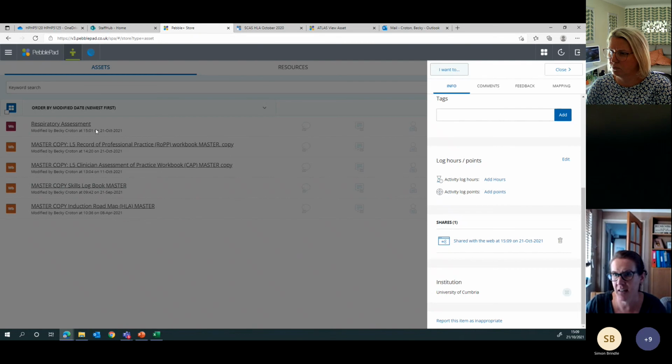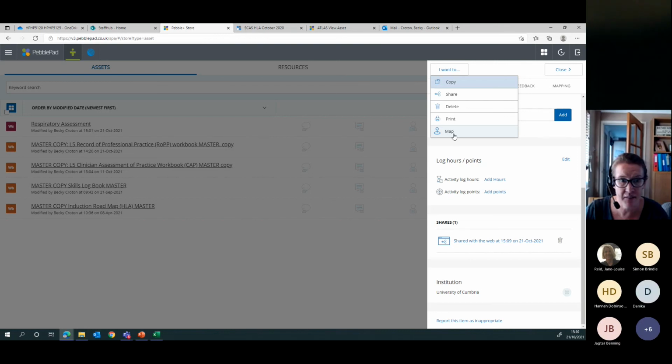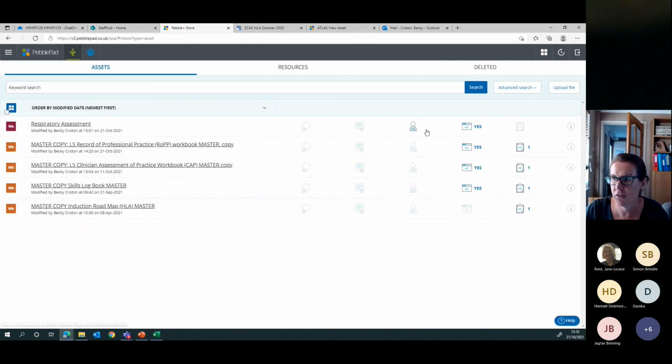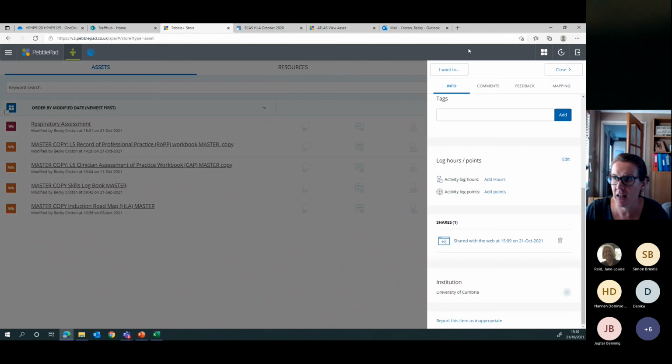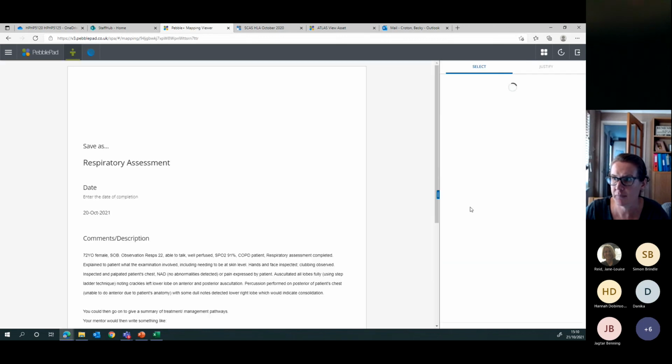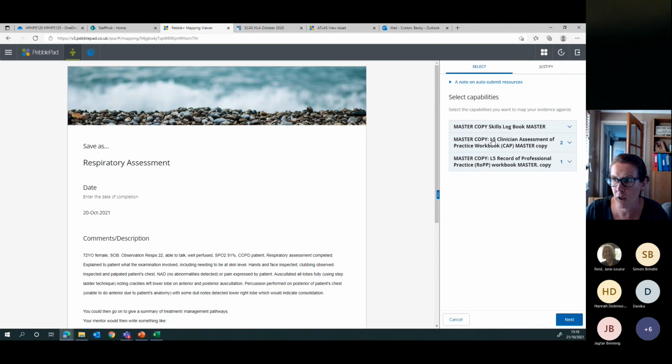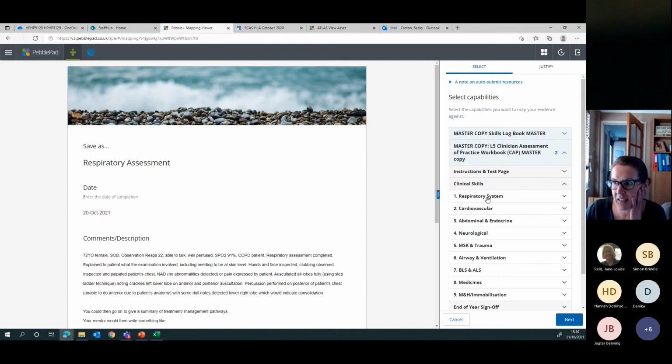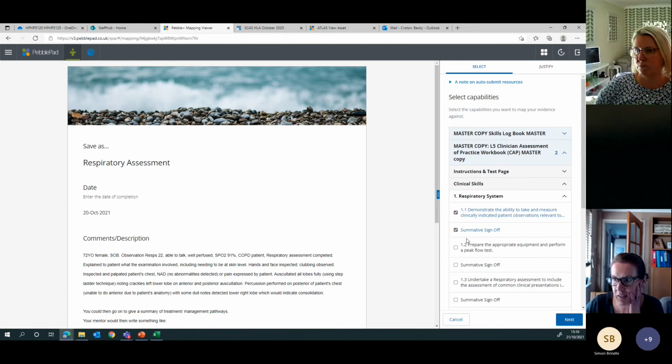So I've just noticed now that clicking on that, there's an I want to map option. Okay, so if I've uploaded a piece of evidence that I want to then map to multiple competencies, basically they click on this evidence here. That's what they want to do. Click on the sharing, I want to map. What that then does is bring up the different workbooks that they have. So it would be this one that they'd want to map it to, and it brings up the different clinical skills, and it brings up the respiratory assessment. So this was a respiratory one, so I want to link it to this one here.